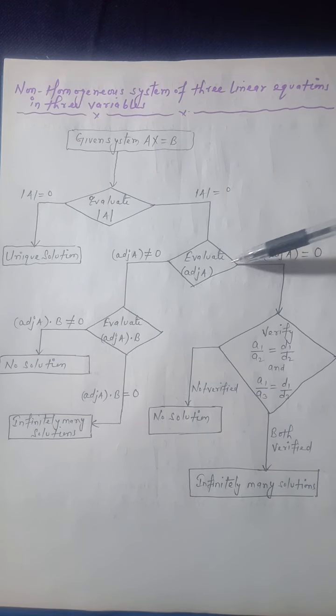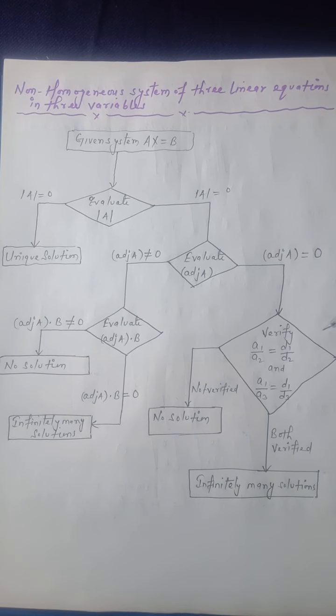Whereas in this case, when adjoint of A is null matrix, then you have to verify few things. You have to verify ratio of A1 by A2 and D1 by D2.